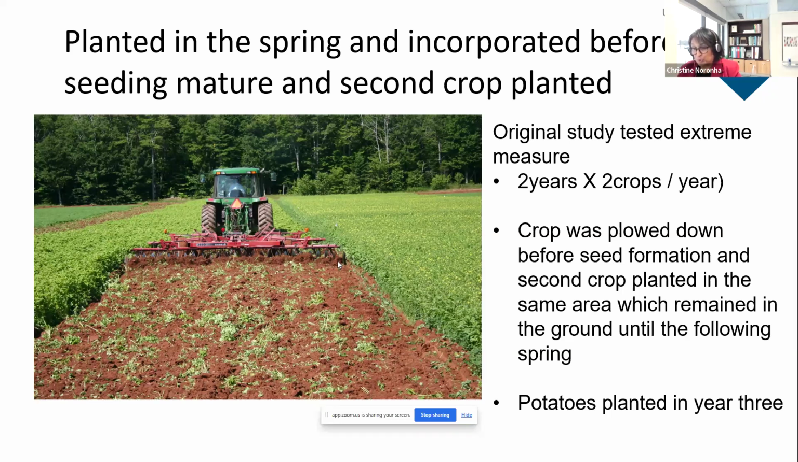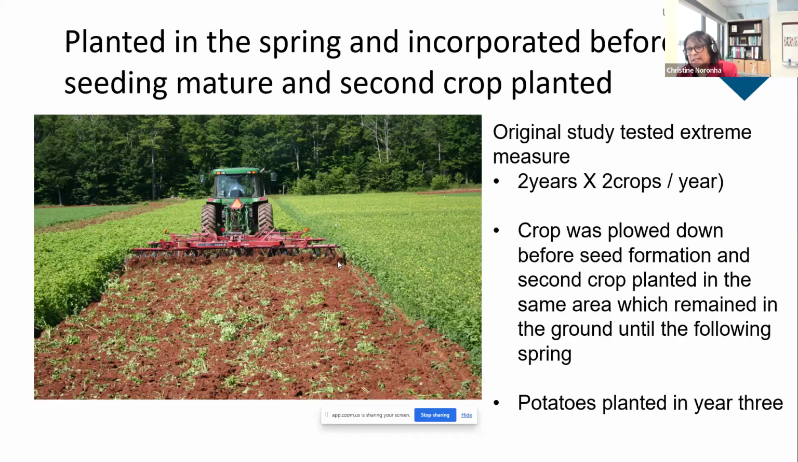So we planted in June, and by August we worked the crop into the soil, and there was a reason for this, because the growers were kind of concerned about mustard becoming an issue later on in the season. So before the seeds matured, we worked them in. We also wanted to have some biofumigation to see if that would help in reducing the population as well. And then we planted a second crop.